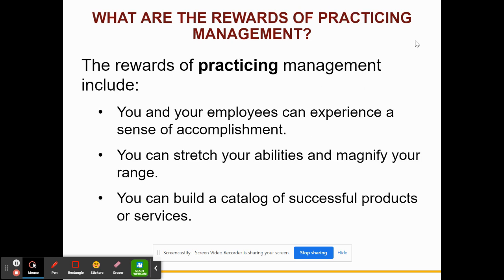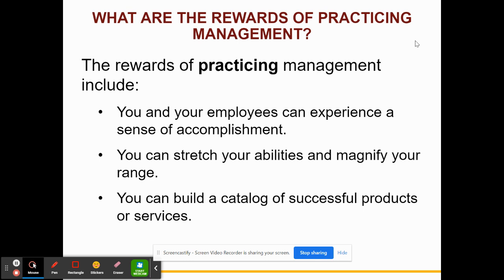The rewards of practicing management. So, what are the rewards of practicing management? You and your employees can experience a sense of accomplishment. Okay, so you'll find with these projects when you go through, hopefully you'll be finding that sense of accomplishment in terms of we've gone through the chapter, we've reviewed it, and now hopefully we're ready for the quiz or we're ready for the first midterm, right? So just that sense of getting a job done, and not to mention hopefully you getting a good grade on the weekly projects. You can stretch your abilities and magnify your range.